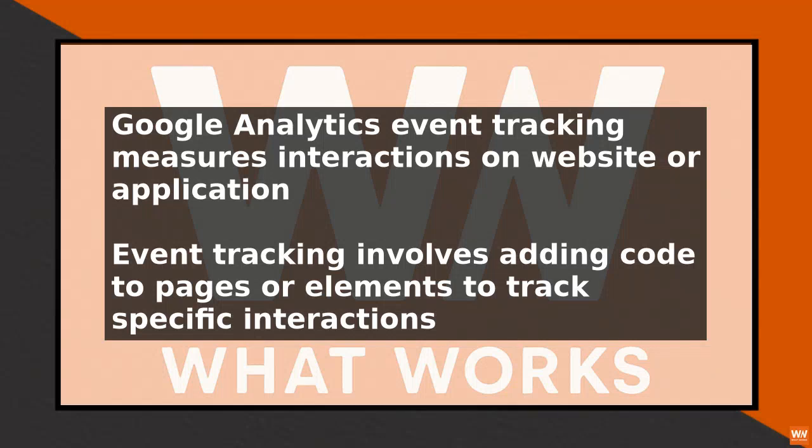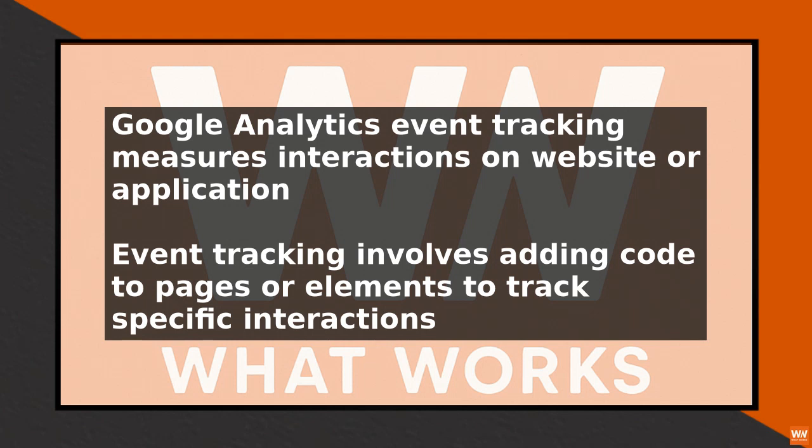Google Analytics event tracking is a powerful tool that allows you to measure and analyze specific interactions on your website or application. To get started with interpreting Google Analytics event tracking, you need to understand the basics of how it works. First, you need to set up event tracking on your website, which involves adding code to the pages or elements you want to track.